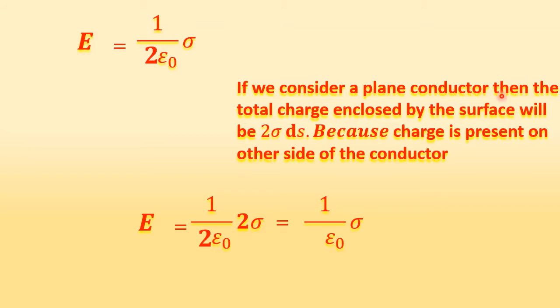Consider a plane conductor, then the total charge enclosed by the surface will be 2 sigma ds, because charge is present on the other side of the conductor. If it is a conductor, charge is distributed on both sides of the conductor. So the equation becomes E is equal to 1 by 2 epsilon 0 into 2 sigma, that is equal to 1 by epsilon 0 sigma. This is the case of a plane conductor in which the charge is distributed on both sides.